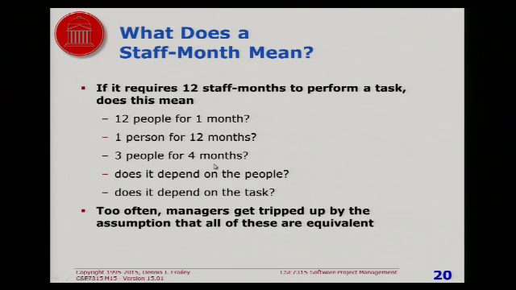3 people for 4 months is probably more typical for a software activity. Typically, you wouldn't have 1 person working on a piece of software for 12 months. You could, but you often wouldn't. At the same time, you probably wouldn't have 12 people working on a piece of software for 1 month. You could, but you probably would find that it would be hard to coordinate them that closely. But the point of all this is, even though mathematically these are considered the same, in practice, some make more sense than others.